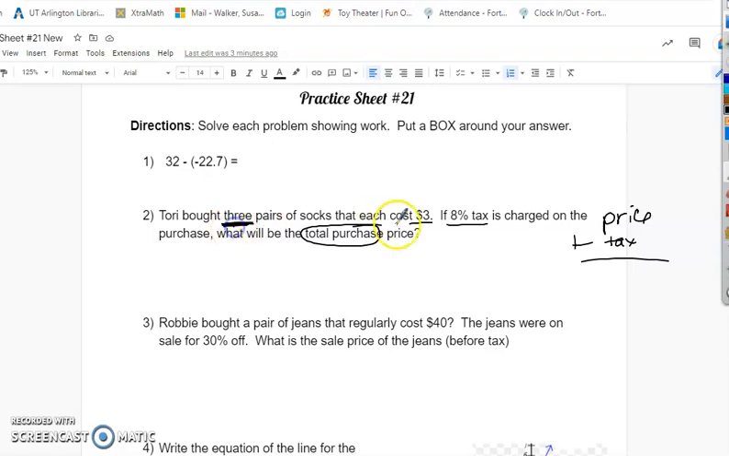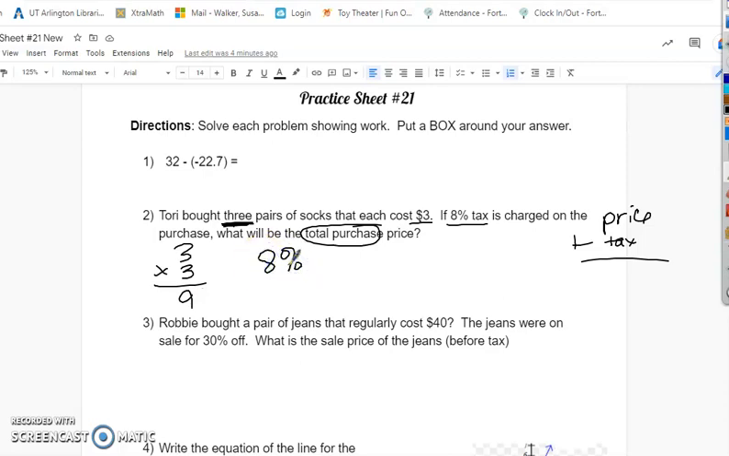We buy 3 pairs that are $3 each. So that means we would multiply to get what we call our subtotal. With no tax, I would have to pay $9. But as you know, when we go to the store, we have to pay tax on clothes. So how much is the tax?